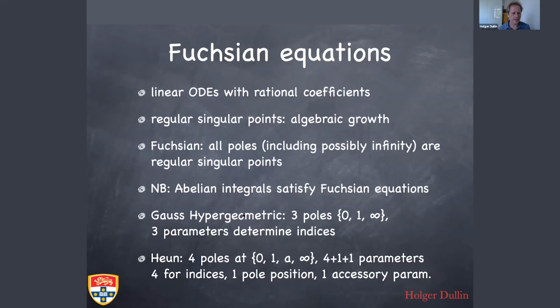Okay, so the simplest non-trivial equation of the Fuchsian class is the hypergeometric equation, and it has 3 poles, and they can be moved to 0, 1, infinity by Möbius transformations. And then in addition, there are 3 parameters that determine the indices, the local behavior near these poles. And Heun is just 1 level up. Now you have 4 poles. You can only normalize 3 positions with a Möbius transformation. And so the 4th pole has position a. That gives you an extra parameter. Each pole has indices associated to it. So that's 4 parameters. And then there's this extra accessory parameter, which for us is the spectral parameter.